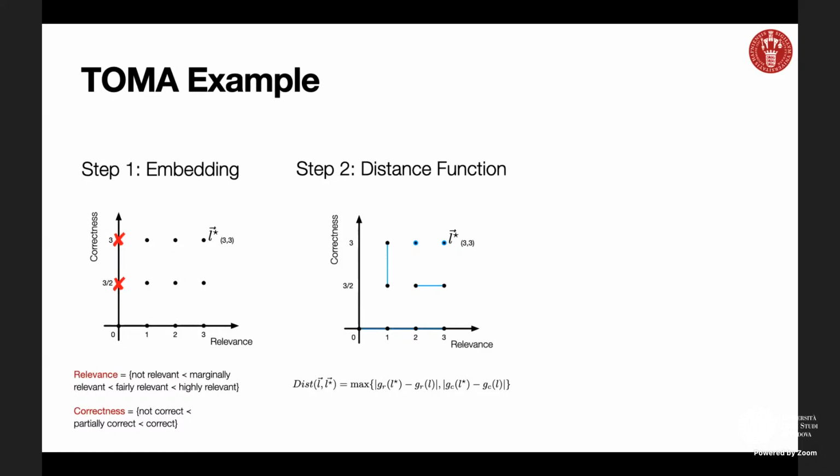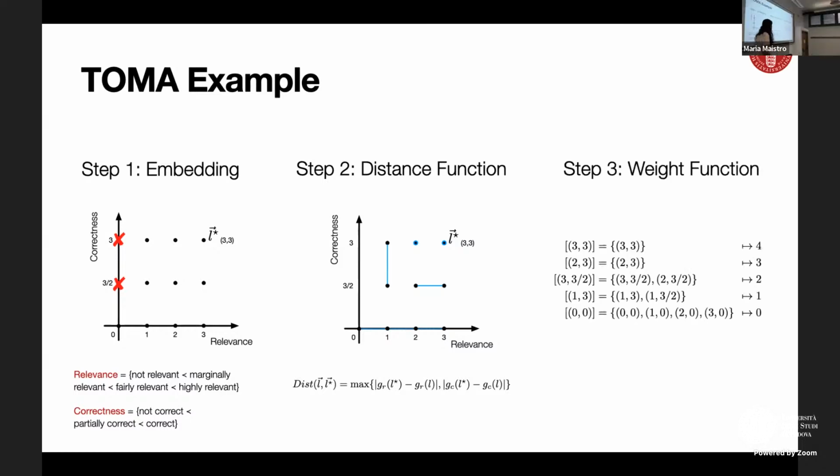Basically, all these labels, defined by multi-dimensional labels with different aspects, are at the same distance from this best label here. So once you have these equivalence classes, the idea is to define functions that map each class of labels to a single weight. It's the same idea that you have in standard evaluation, where you take the labels and you map them to some weight.